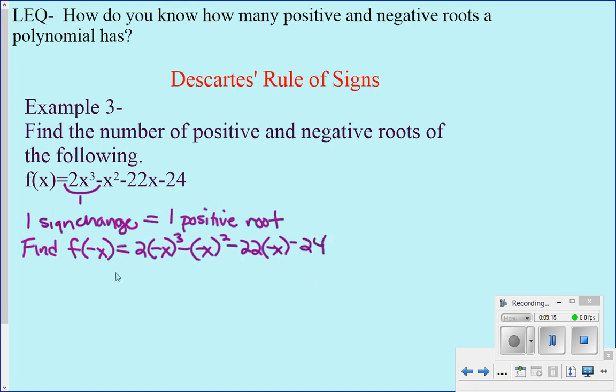Well, of course, I have to simplify that. So when I cube a negative, negative times a negative times a negative is a negative. So it's going to give me a negative x cubed. Well, negative x cubed times 2 is negative 2x cubed.